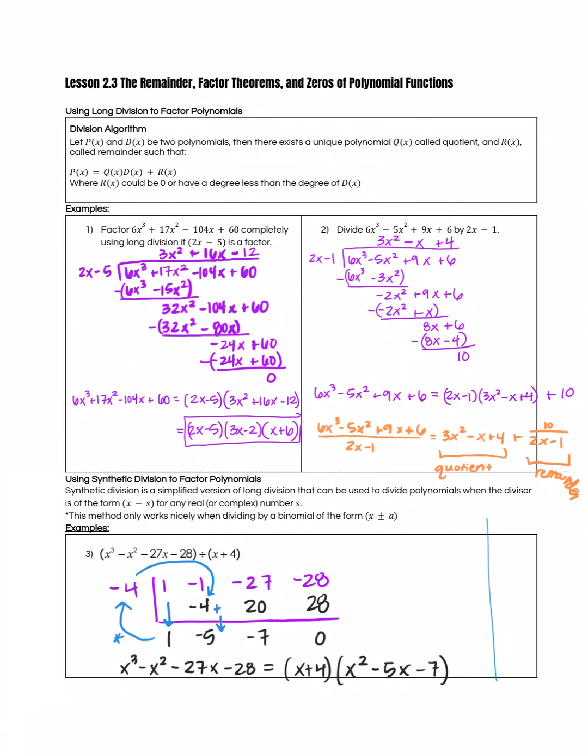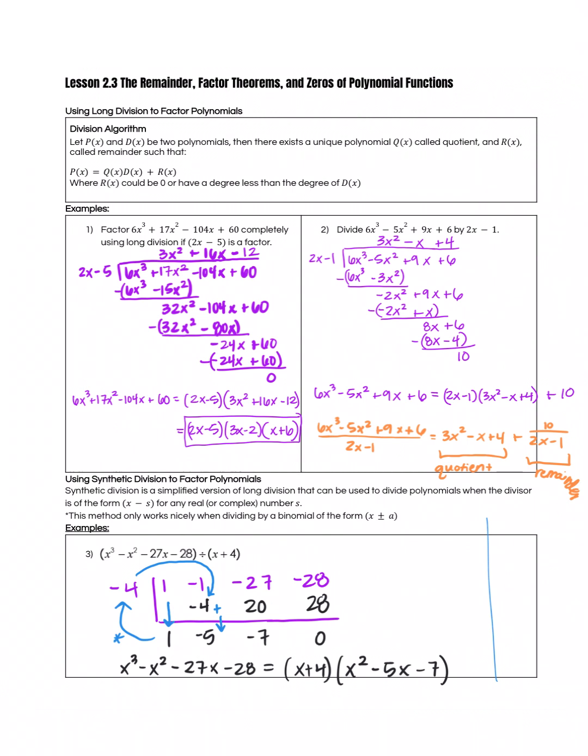First, we'll start with what's called the division algorithm. So let p of x and d of x be two polynomials. Then there must exist a unique polynomial q of x called the quotient and r of x called the remainder, such that p of x will equal q of x times d of x plus r of x, where r of x could be 0 or have a degree less than the degree of d of x.